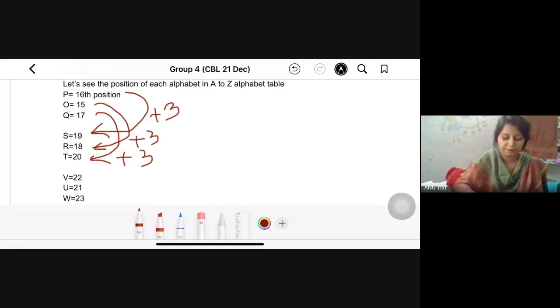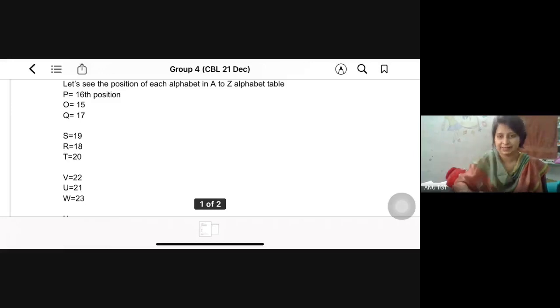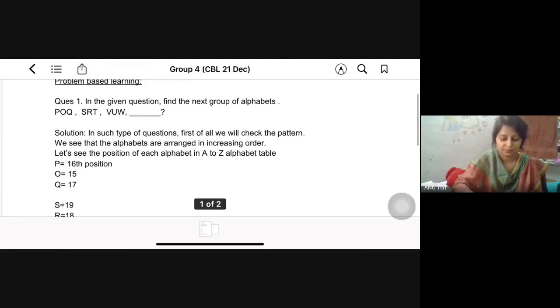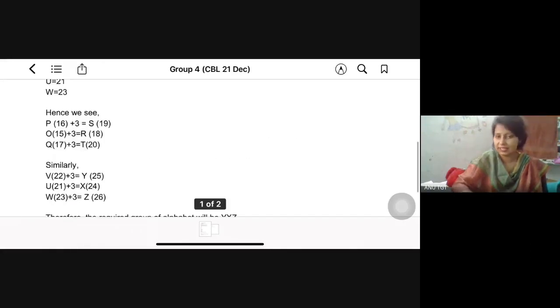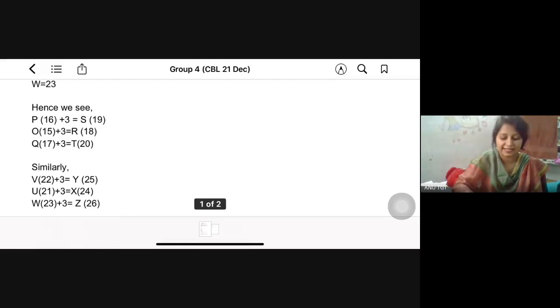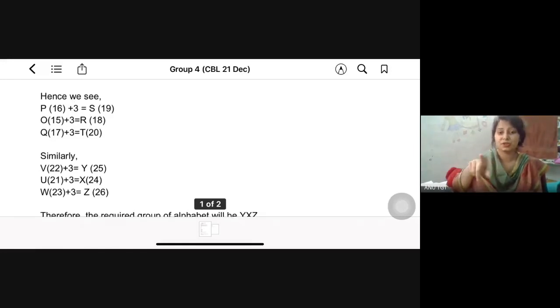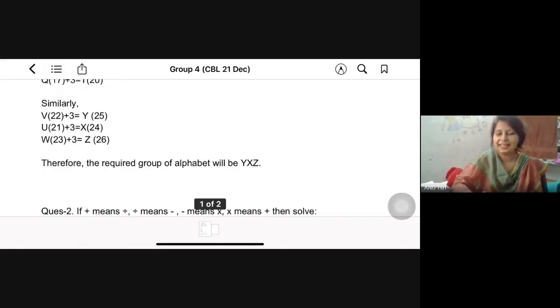So if we have to find the last group of alphabets, what will we do? We will just add 3 to that number. So the previous one is VUW. The position of V is 22, U is 21, and W is 23. We have added 3 to each of them, and we have got the 25th, 24th and 26th positions: the 19th position is S, the 18th is R, the 20th is T. So we get the answer YXZ, as simple as that.